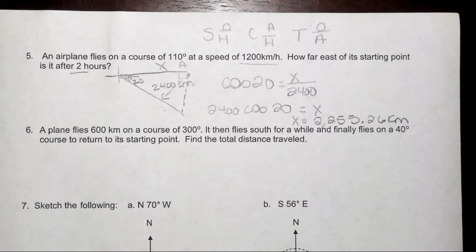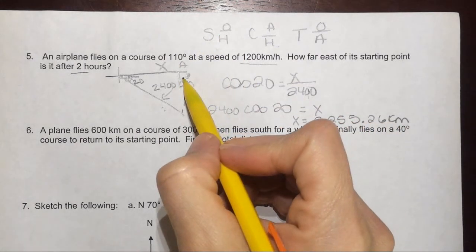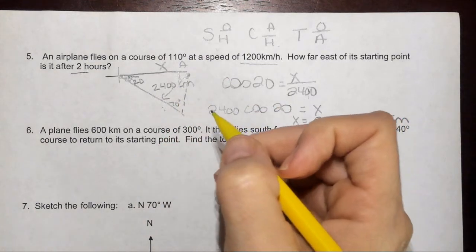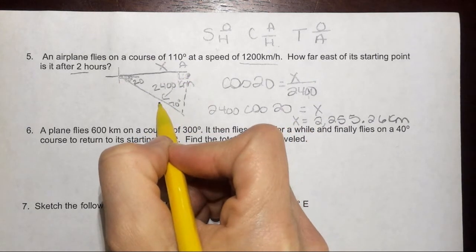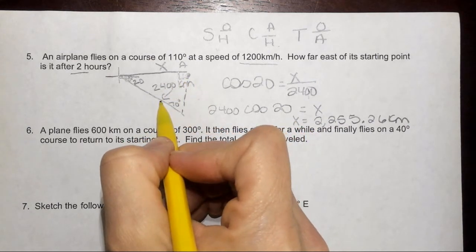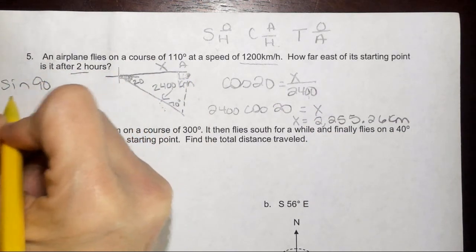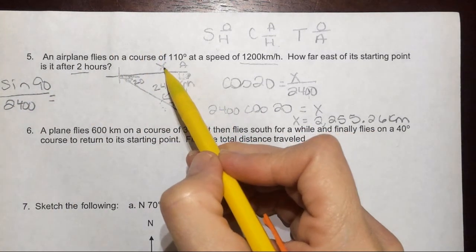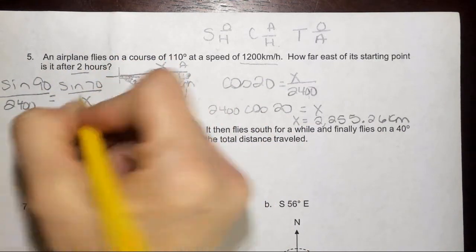If you don't like SOHCAHTOA, again, you can go back and do law of sines. My triangle has to add up to 180 degrees. So 90 plus 20 is 110. It means if this were 70 down here, I could use my law of sines. So remember, I need an angle and an opposite side. So I know this is 2,400 and the angle opposite is 90. So I can do sine of 90 over 2,400 is equal to, I'm looking for x, and the angle opposite is 70. So sine of 70 over x.